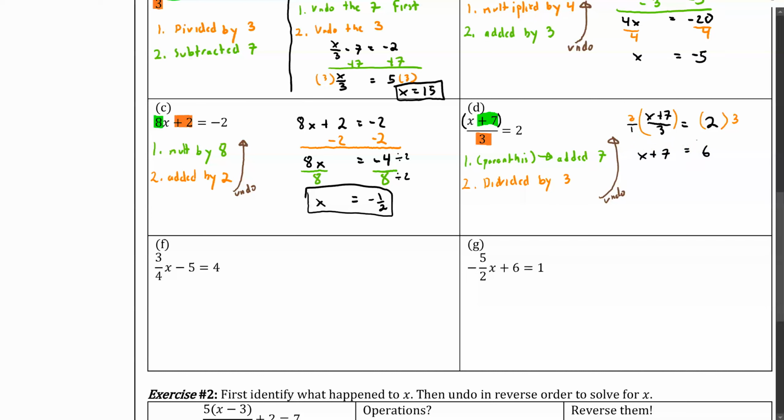From here we want to undo the addition of 7. And so the inverse operation of that is to subtract 7 from both sides. And so on the left-hand side we have x, and on the right-hand side we have -1.